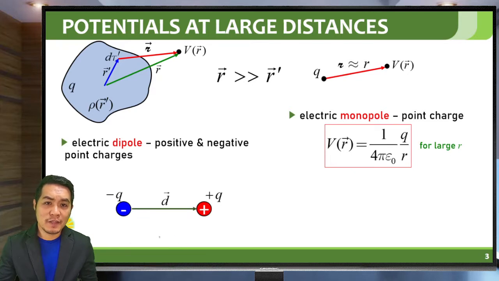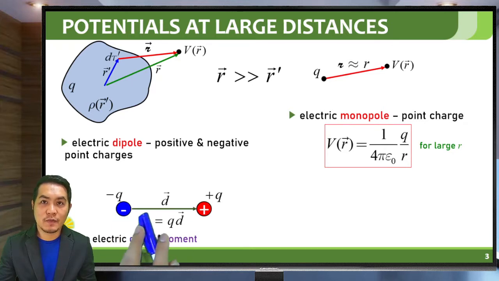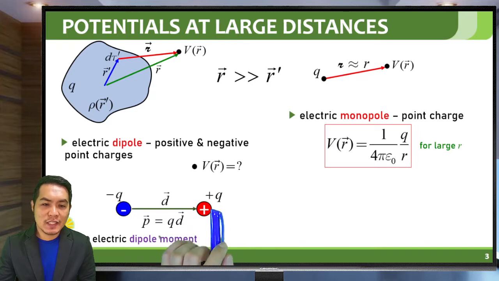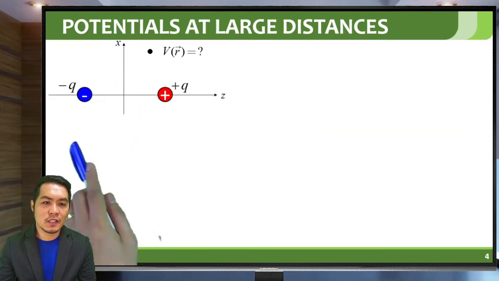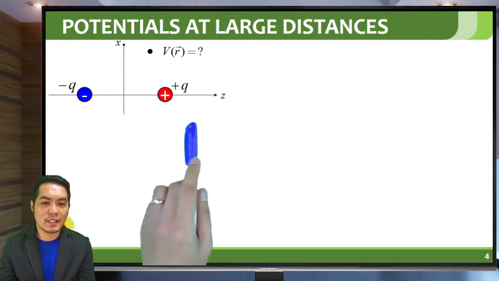So you may have encountered the term electric dipole moment before, which is just the magnitude of the charge of the two poles times the distance between them, and this is always directed from the negative charge towards the positive charge. So what is the potential at very large distances from an electric dipole? So say we set our coordinates here. This is our x-axis, this is our z-axis.